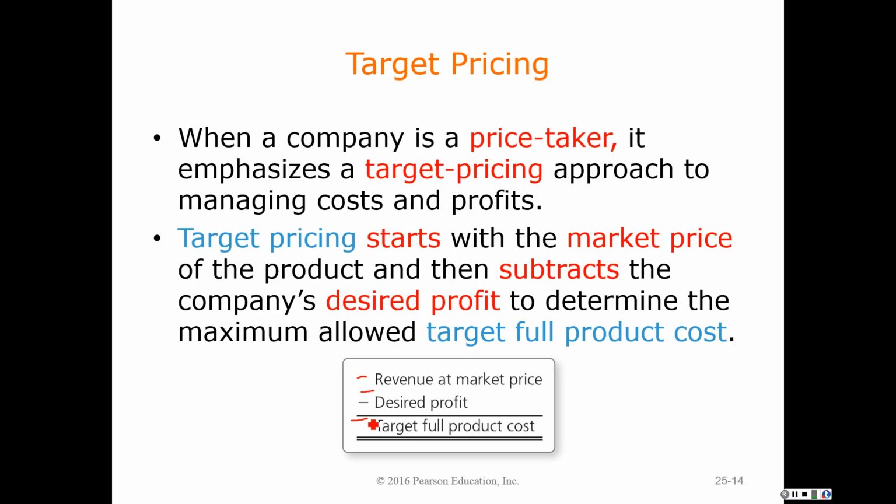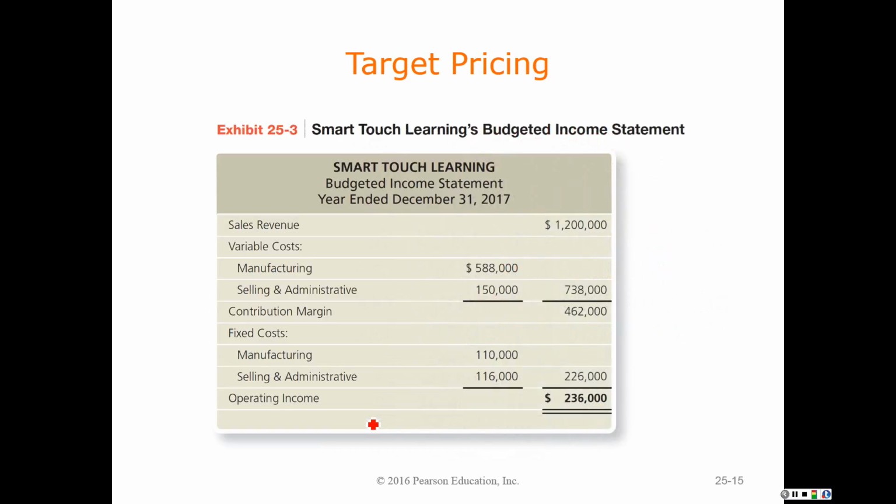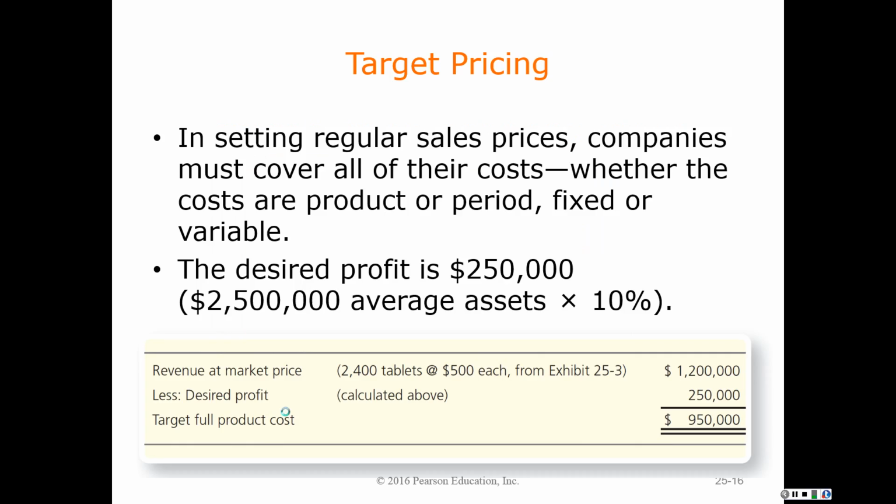So before you begin manufacturing your product, we can't just manufacture, determine what it cost us and mark it up. We need to know on the front end, what will the market pay for this product if I am a price taker? What profit do I need in order to be able to manufacture this product and identify the target full product cost? So we have an example in this situation where we've got Smart Touch's budgeted income statement with their sales. We look at their variable costs, their fixed costs to come down to their operating income.